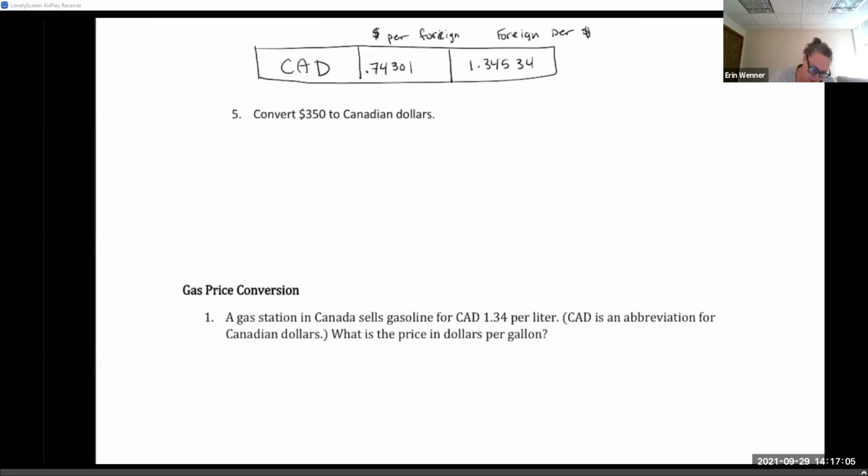Okay, so I want to convert 350 to Canadian dollars. So I've got 350 in US bucks on top, which means I need $1 in US on the bottom. So if I want $1 on the bottom, I want to do per dollar, which means I want to use the 1.34534, right? We're using the second column. When I multiply those together, I end up with 470.87 Canadian.